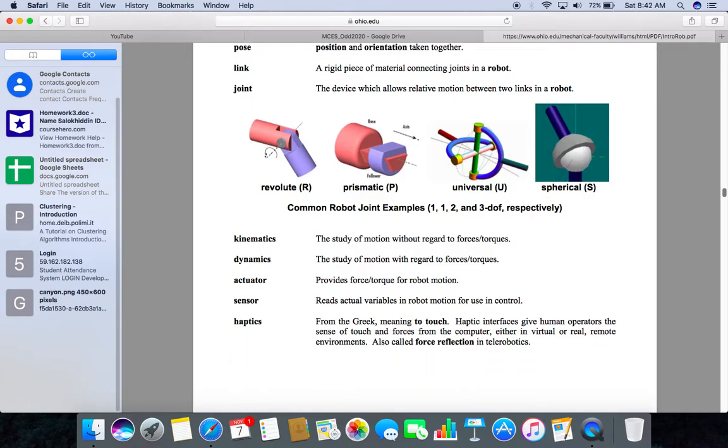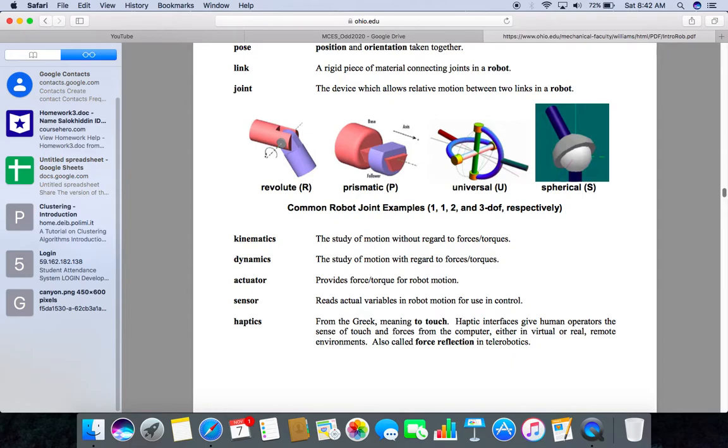Kinematics, the study of motion without regard to forces and torques. Dynamics, the study of motion with regard to forces and torques. Actuator provides force and torque for robot motion. Sensor reads actual variables in robot motion for use in control.